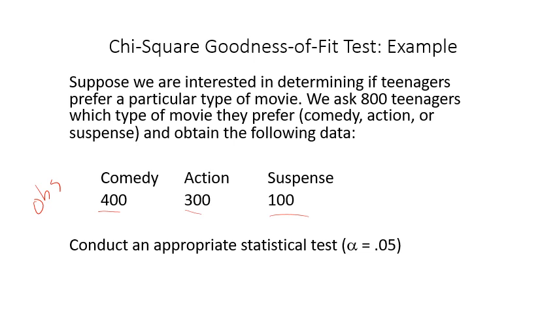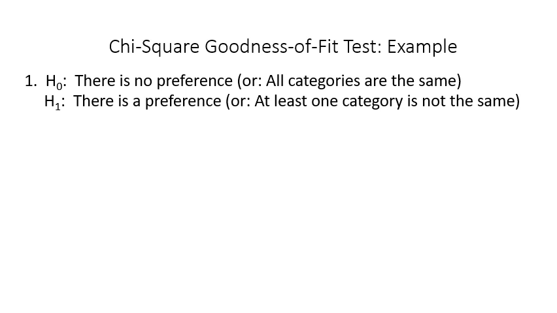We are trying to see if there is a difference. So in this case, we don't need to be given expected frequencies or probabilities because all categories are expected to be equal. If we're trying to see if there's a difference, the null hypothesis is that all categories are equal. So the null hypothesis is that there is no preference for movie type, that all categories are the same. The alternative hypothesis is there is a preference, and that at least one category is not the same. You see those words now, at least one, used here in the context of an example.